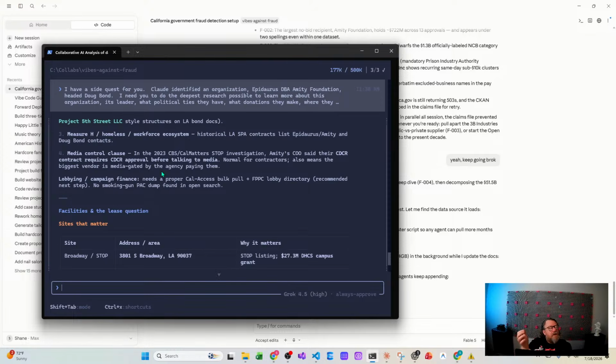Media control clause. In the 2023 CBS CalMatters investigation, Amity's COO said their California Department of Corrections contract requires California Department of Corrections approval before talking to the media. That's very convenient. It means the biggest vendor is media gated by the agency paying them.